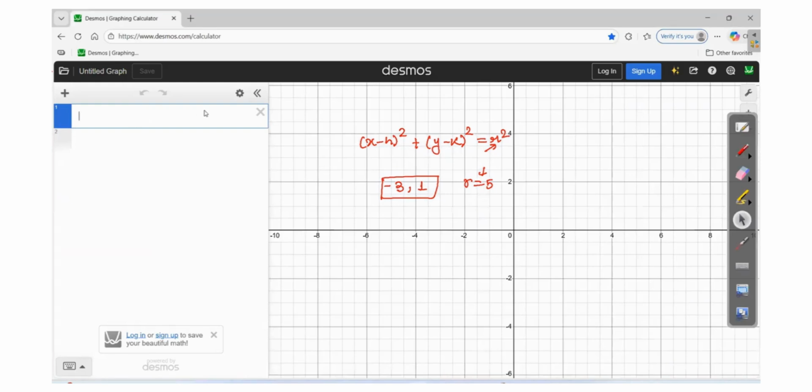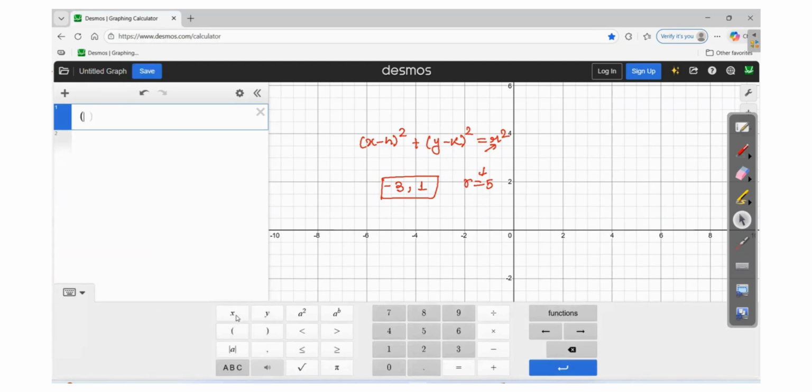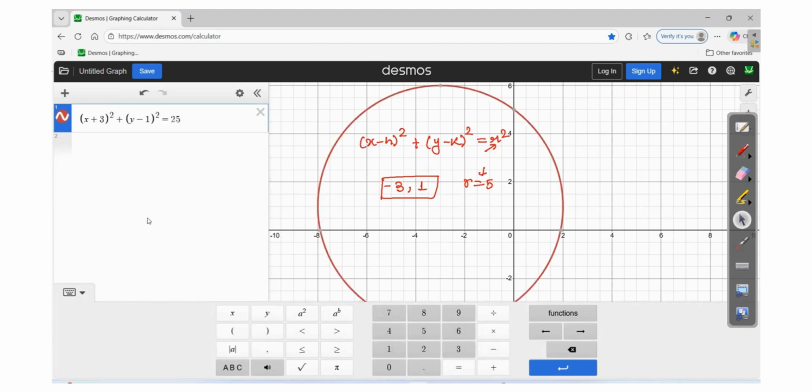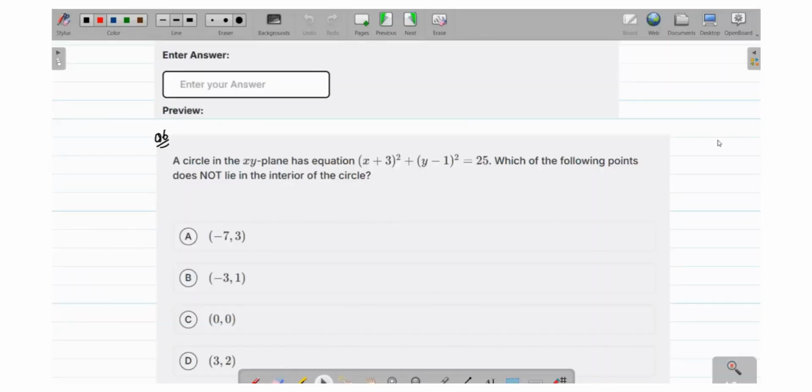I'll open my Desmos. I'll write down the entire equation: (x + 3)² + (y − 1)² = 25. Now, Desmos has already shown us the circle. What was the question? Out of the following given points, which one does not lie in the interior part of the circle? One by one, we have to plot all the points and check: (−3, 7), (−3, 1), (0, 0), and (3, 2).